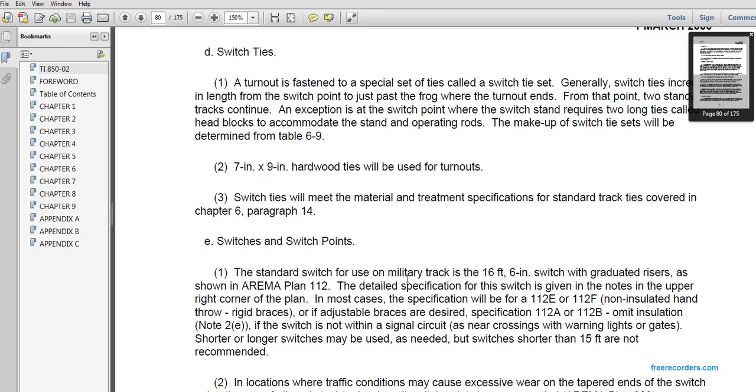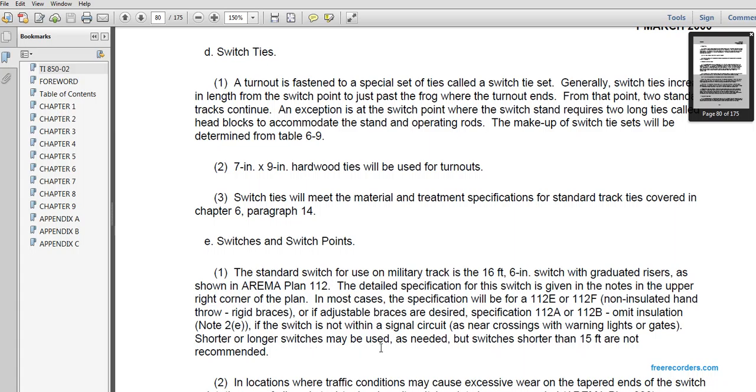Standard switches for use on military track are 16 feet, 6 inches. Switches, graduated risers are shown in REMA Plan 112. Detailed specification for the switch is given in the notes at the upper right corner of the plan, and most specifications of the 1112E and 115F non-insulated hand throw rigged braces. The adjusted brace, the desired specification 1112A and 1112B, omit insulation notes if the switch is not single circuit or near crossing with the warning lights or gates.